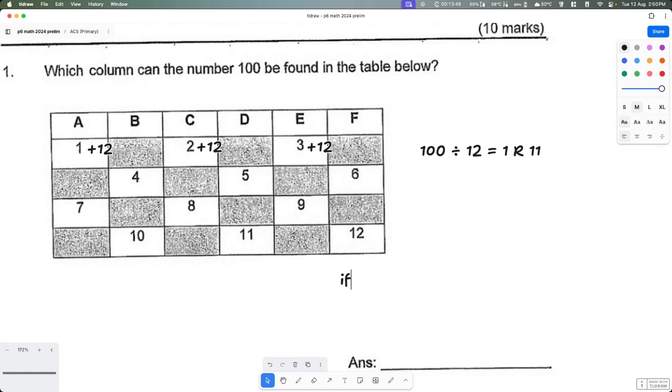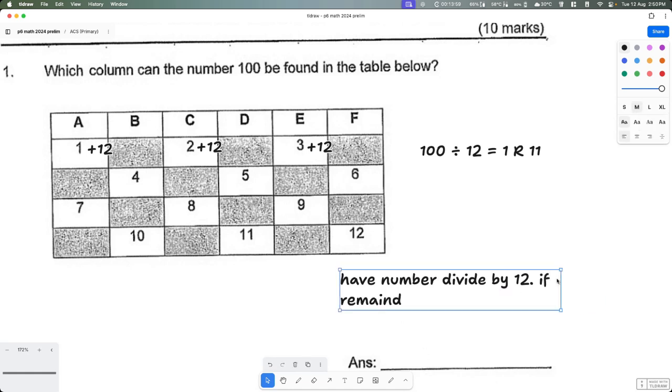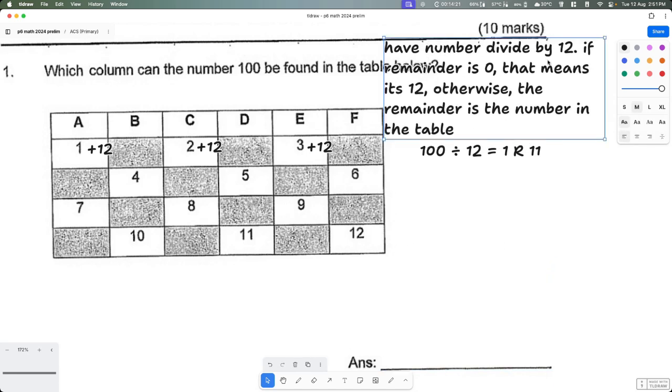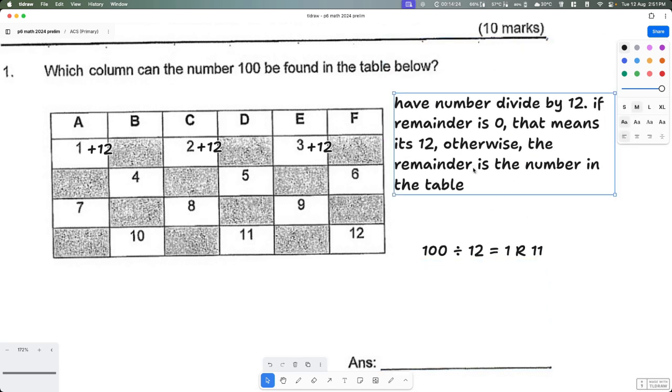So basically we have a number divided by 12. If the remainder in this case is 0, that means it's 12. Otherwise, the remainder is the number in the table.